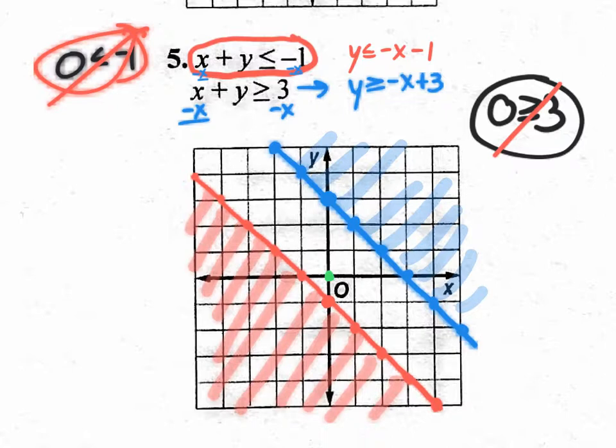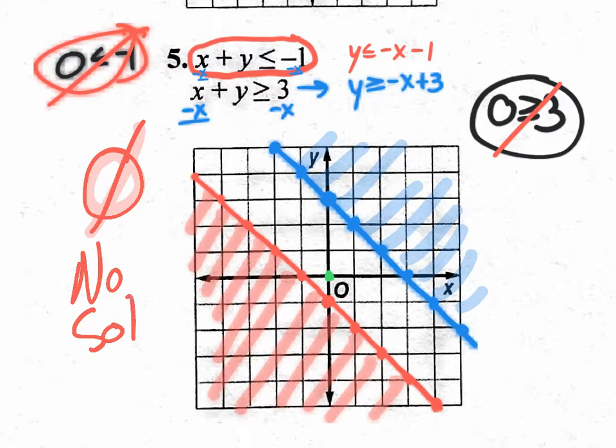No. So what does that really mean about this system of inequalities? It means that there's no solution. Whoa, sorry. No solution. There is no overlap piece. And if you flip the paper over, you'll see that it does not overlap. So there is no solution there.